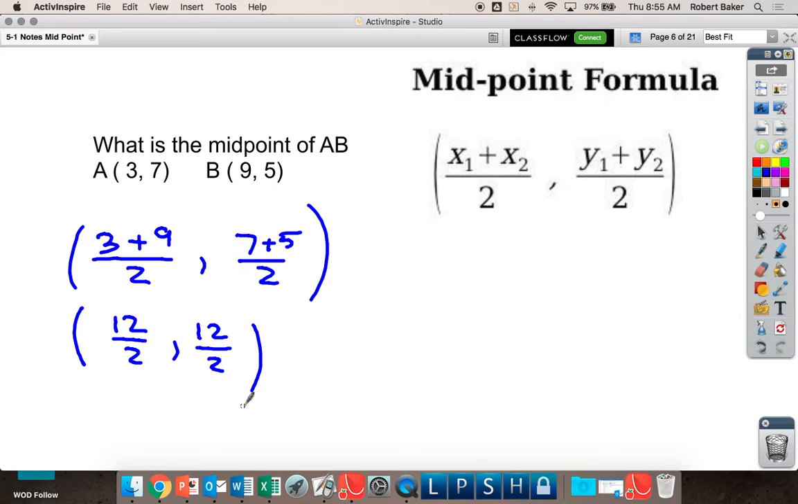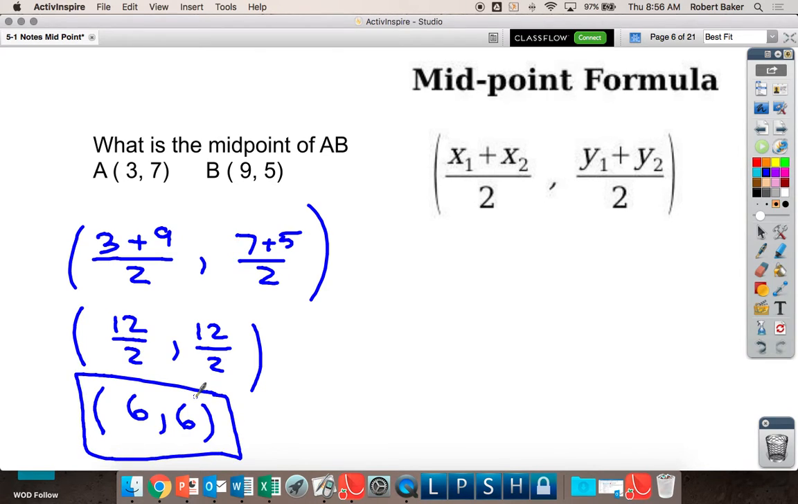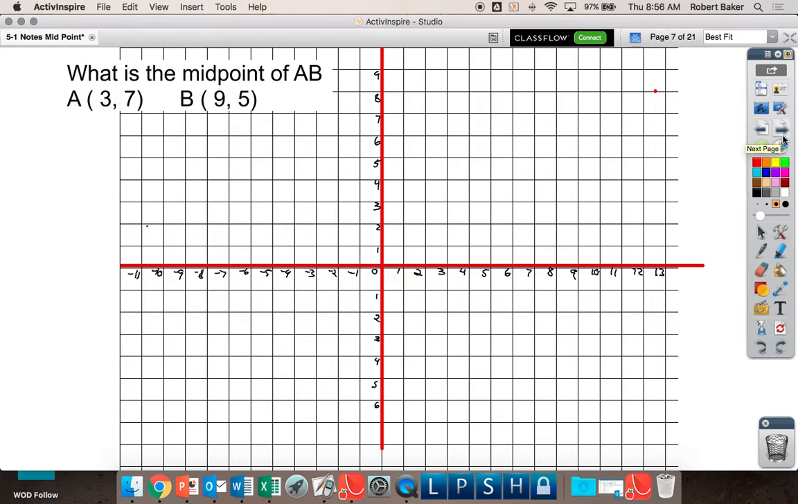Again, math within your parentheses. What is 12 divided by 2? 6. Hopefully it's 6. So the midpoint of AB is the coordinate location 6, 6. And you see a graph there too, right? Right next to that. So you can do this arithmetically by hand with mathematical operations, or you can do it on a graph.